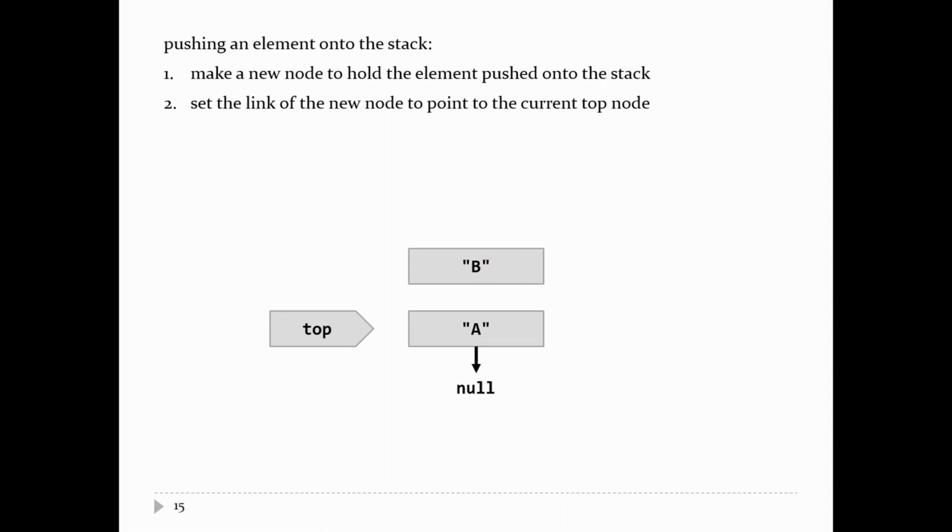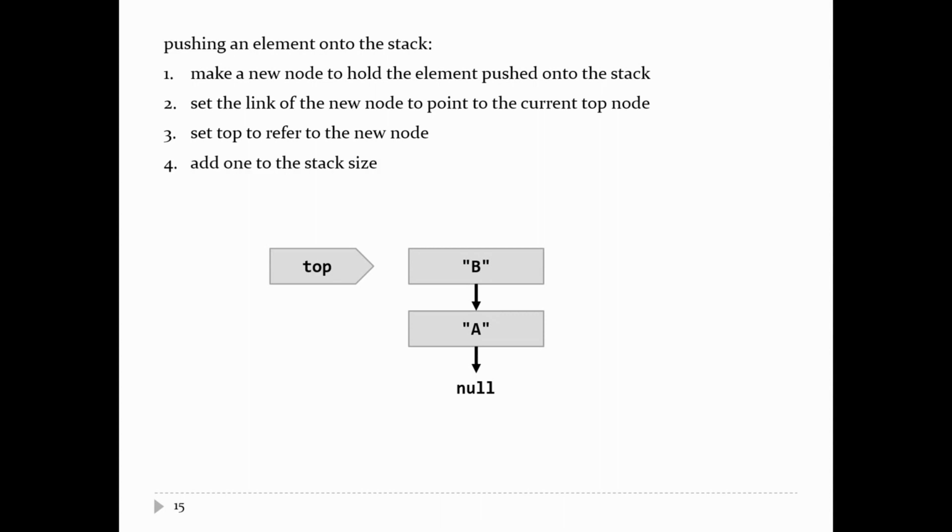I now need to join this node to the existing stack. So this node has a link, so I want to set its link so that it points at the current top node. So in other words, I want to do that. All right, so now I've got a stack. It's got two elements in it, but the top is incorrect. The top is now the B. So I need to adjust that top reference so that it now refers to the B, or to the node containing the B. And now we're going to keep track of the size of the stack as well. So we want to add 1 to the size of the stack because we just added a new element to the stack.